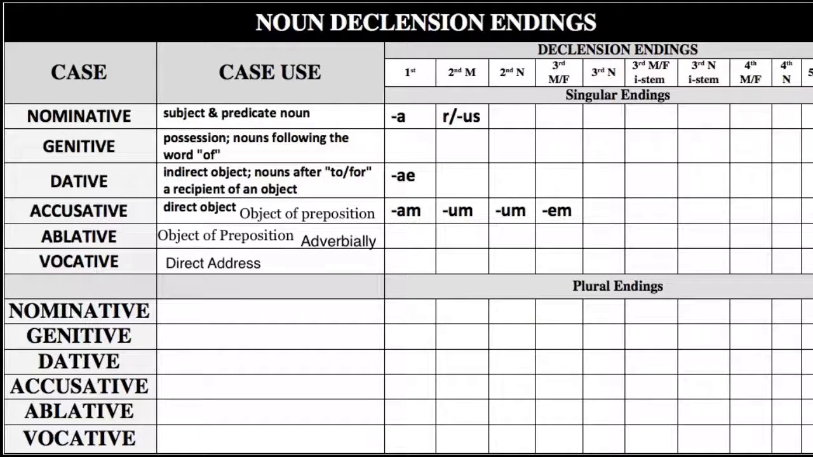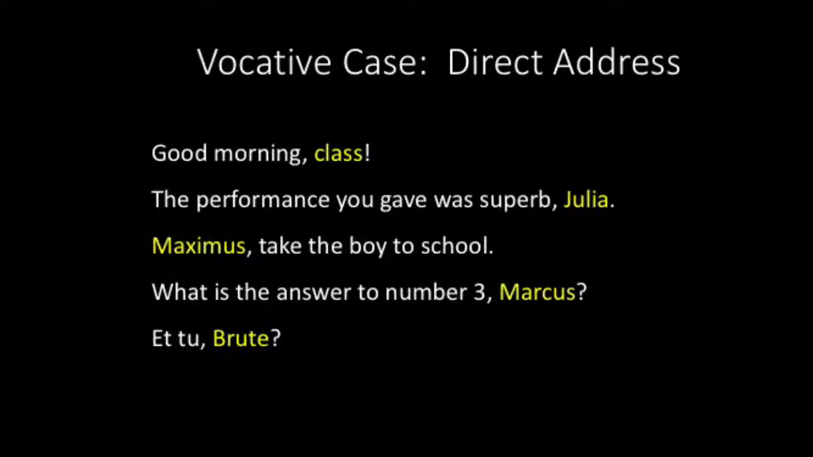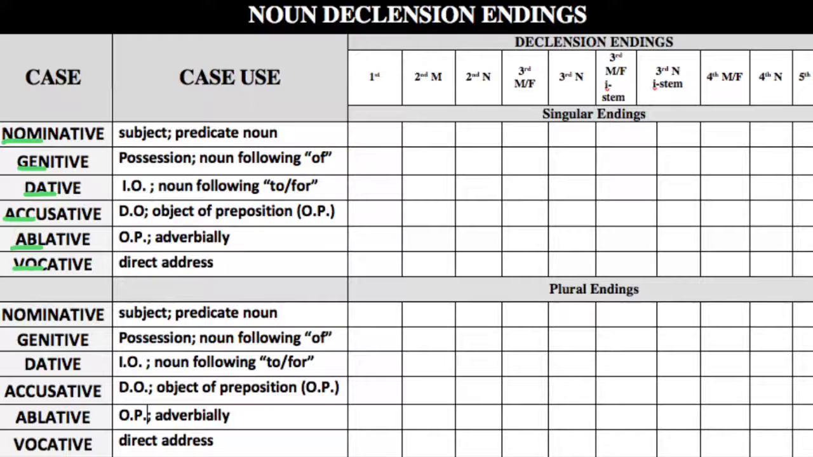The final case name on our list is the vocative case. Say the name with me. Vocative. The vocative case is used for direct address. Whenever I greet you in the morning with Salvete Discipuli, Discipuli is addressing you, the class, and so that noun is in the vocative case. In each of these sentences, the noun in yellow would be written in the vocative case because each one is being addressed.